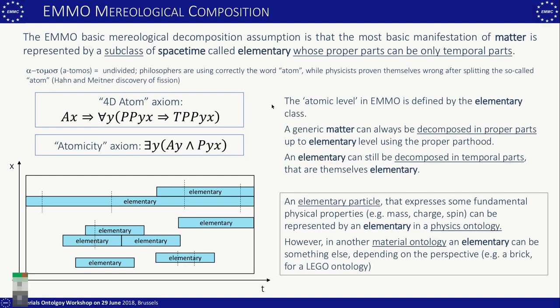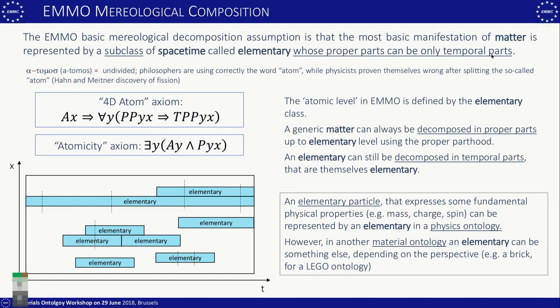Well, as a first step we move towards the elementary particles, because it's the easiest way to define objects that are well defined in space and in properties. So the first thing that we need to define are the elementary particles, which are a subclass of space-time called elementary, whose proper parts can be only temporal parts.